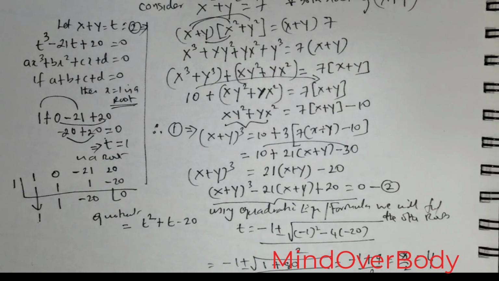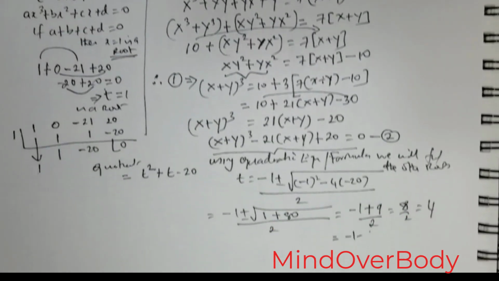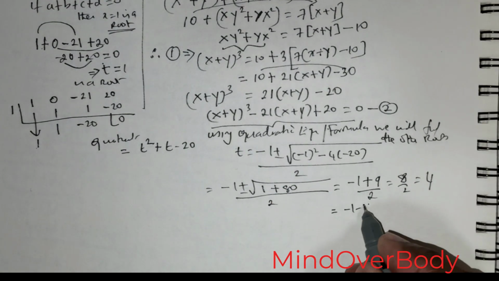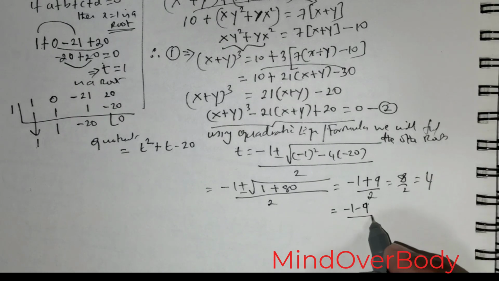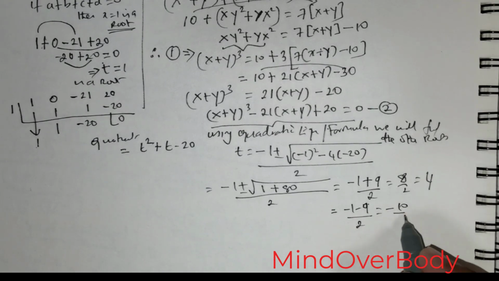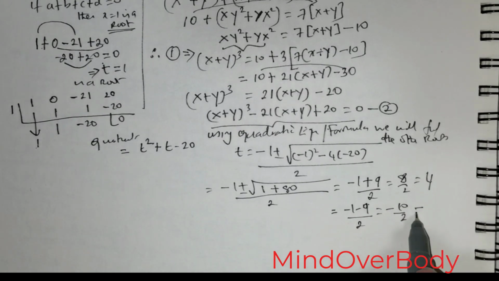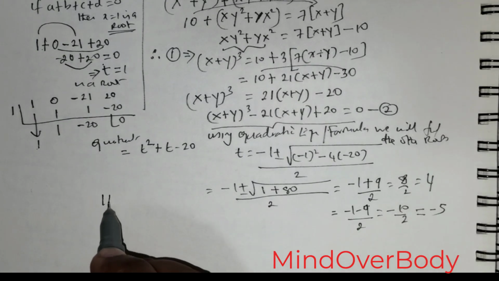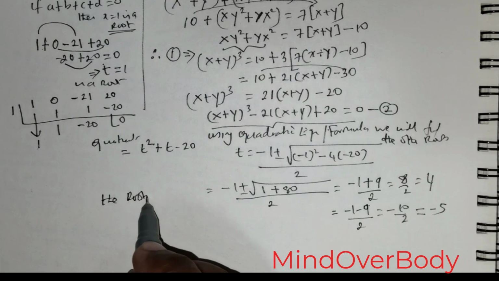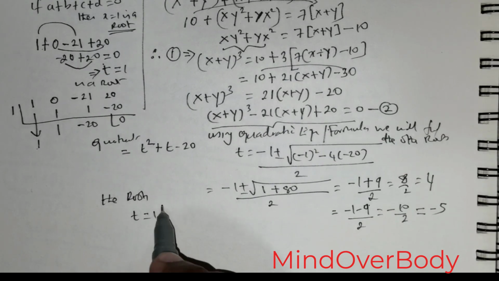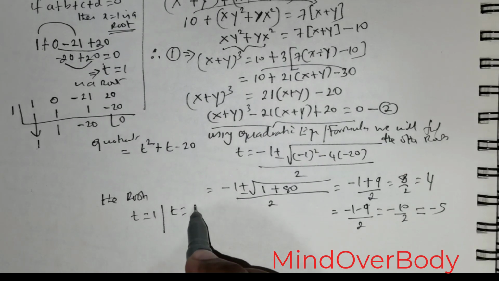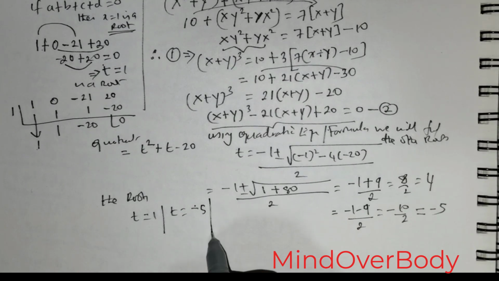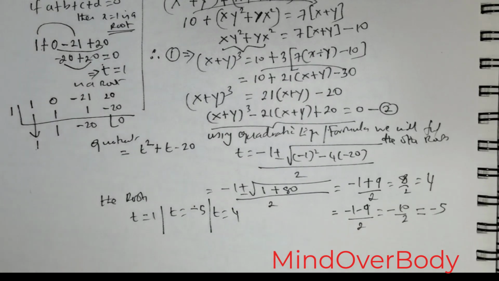And the other one is negative 1 minus 9, divided by 2, which is negative 10 divided by 2, which is equal to negative 5. So I've got the following. The roots are as follows. t equals 1 is a root, t equals negative 5 is also a root, and t equals 4 is also a root.